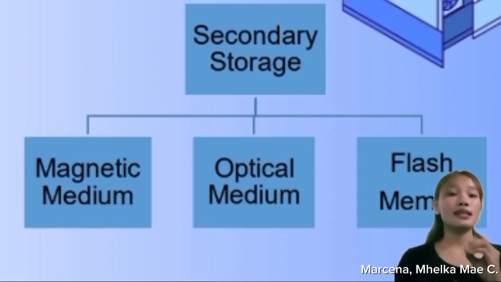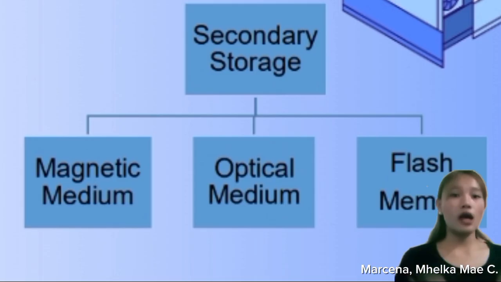So, to summarize, magnetic storage, malaki ang capacity niya. Ginagamit ito sa HDDs. And optical storage, ginagamit naman ito sa CDs, DVDs, and pang-distribute ng media. Pag flash memory naman, mabilis siya, matibay, at ginagamit siya sa SSDs at USB drives.